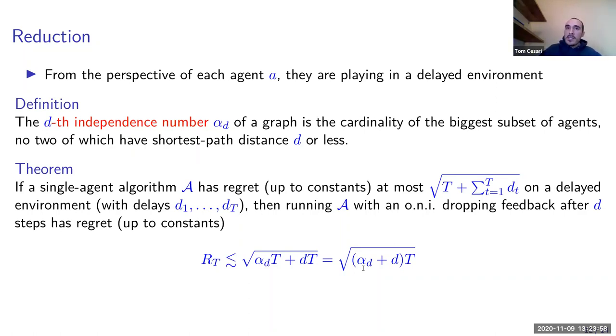And as you can see, you have this sort of trade-off, because the further you allow information to go, so the bigger the d, the smaller the alpha_d, since it's hard to find many points that are very far apart. So when d increases, alpha_d decreases and d increases. And of course there is an optimal one, which is kind of nice because it only depends on the graph. This is just something that you can compute. Well, computing is actually not as easy, but in principle it's well-defined from the graph. And this applies not only to full information as we discussed before, but also bandit, semi-bandit, pretty much everything translates in this reduction. You can do it with an oblivious network interface, which is quite nice.